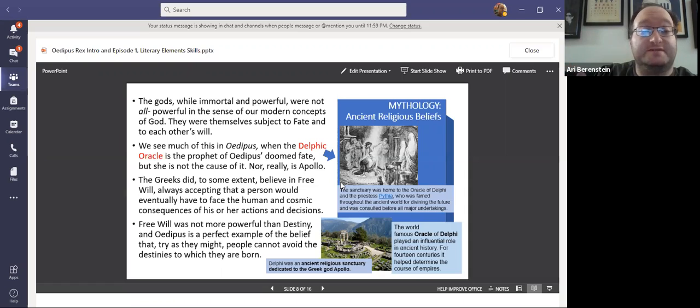Oedipus wants to exert some free will. He says, I'm not going to let this happen, this prophecy that the oracle says. I'm going to do my best to avoid it. But free will is not more powerful than destiny. And Oedipus is a perfect example of the belief that try as you might, people can't avoid the destinies to which you're born. And again, this is a central idea that maybe you'll agree with or disagree with. You don't have to agree, you don't have to disagree. You can just take it as it is.